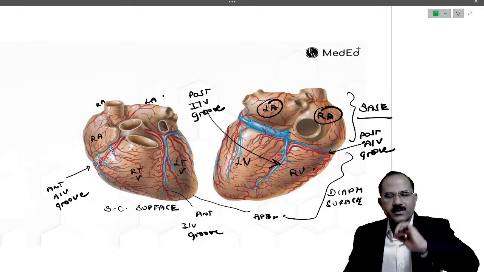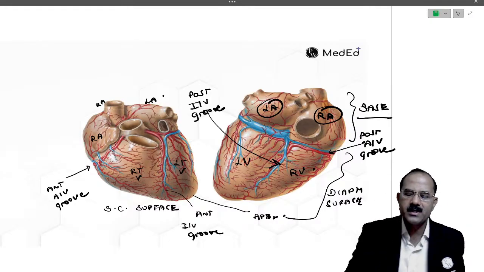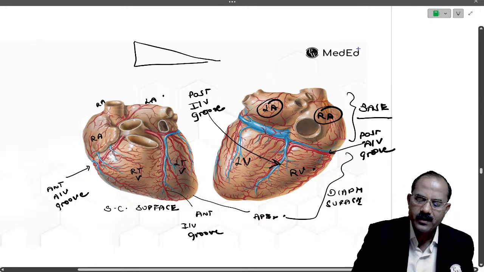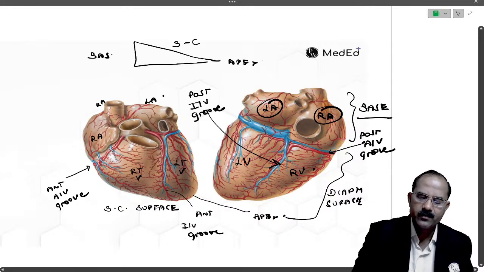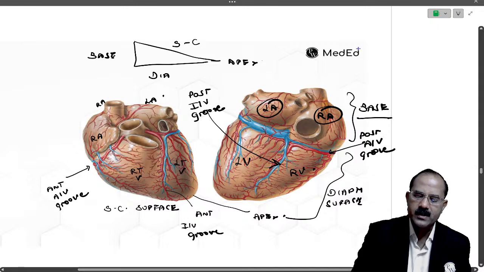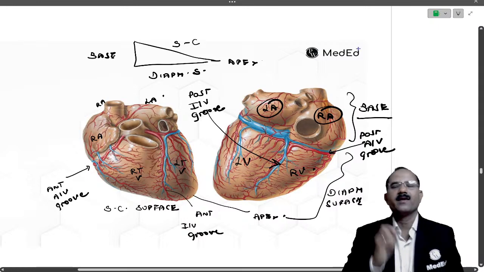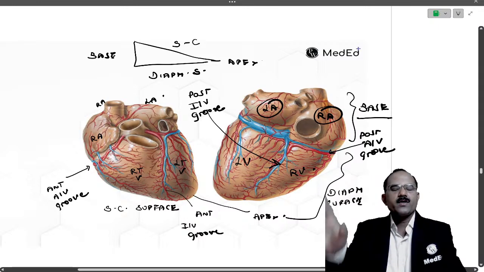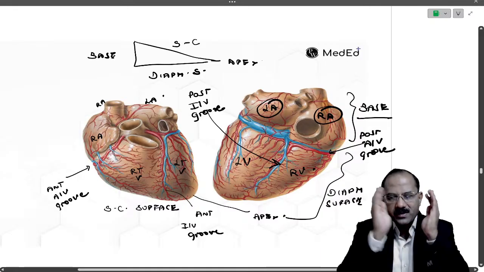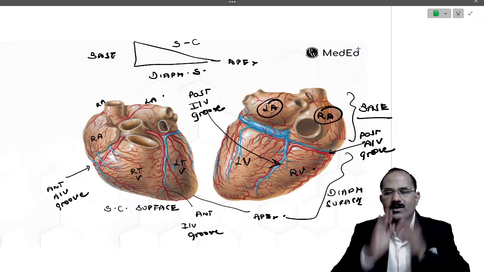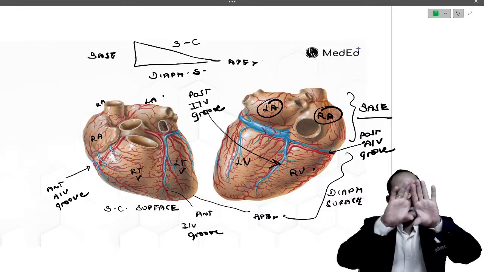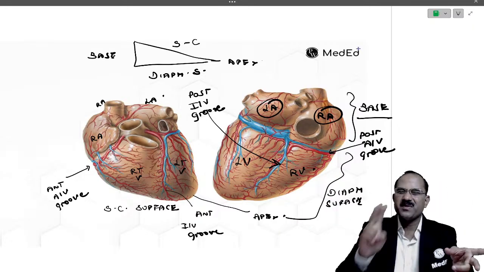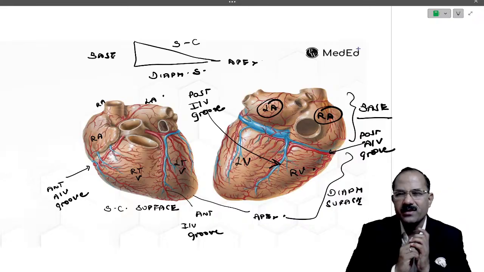Behind the sternocostal surface is the base. If I draw the heart in a side view like this, what is this? That's the sternocostal surface. That's the apex of the heart. What is this behind? That's the base of the heart. And what is this surface? That's the diaphragmatic surface of the heart. So the sternocostal surface of the heart is made up of 3 chambers: the right atrium, the right ventricle, the left ventricle, and 2 grooves: anterior atrioventricular, anterior interventricular. The base of the heart is formed by 2 chambers: the left atrium and the left ventricle.